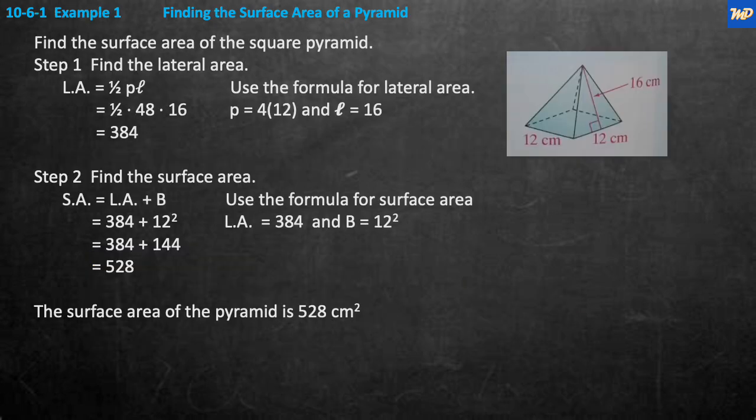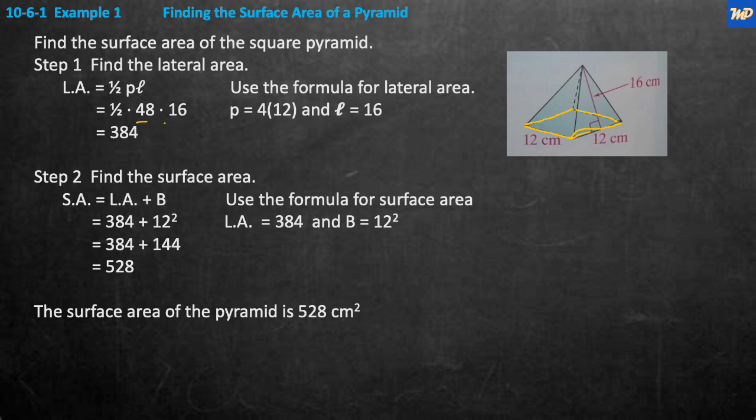Okay, example 1, finding the surface area of a pyramid. So to find the surface area of a square pyramid, there are going to be 4 lateral faces, 4 triangles for the lateral faces. So LA is 1/2 PL. Use the formula for a lateral area. So 1/2 times 48 times 16. Well, where do we get the 48? The 48 comes from the fact that there are 4 12s. We're adding them up: 12 plus 12 plus 12 plus 12. 4 times 12 is 48. That's where the 48 comes from.